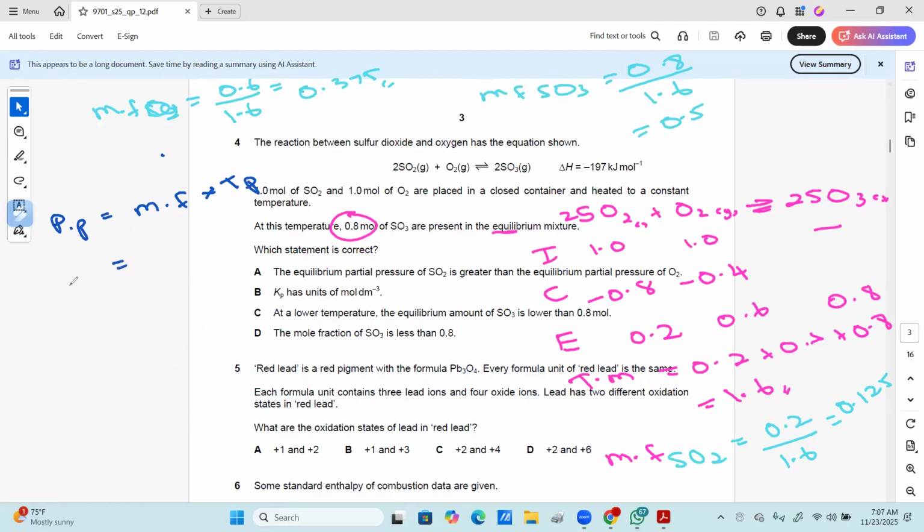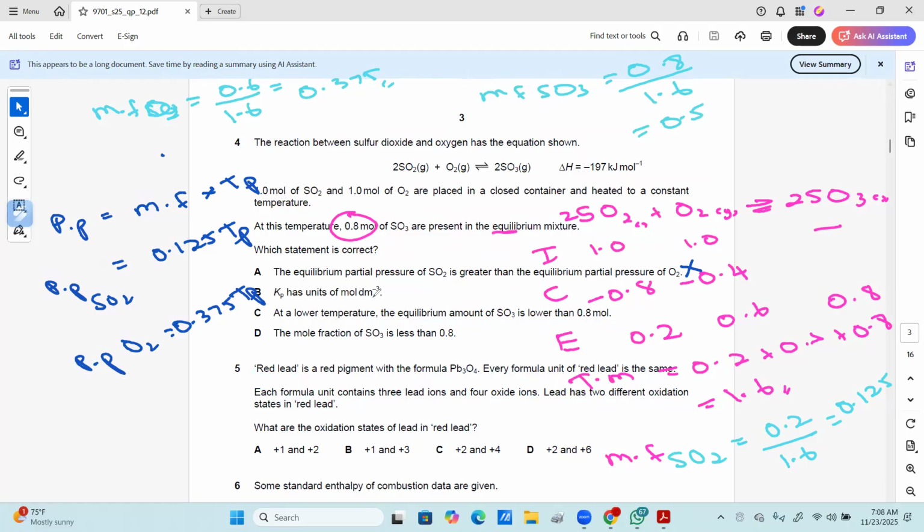As the total pressure is not given, I can find the partial pressure of SO2 as 0.125 P and the partial pressure of oxygen as 0.375 P. So if you compare these two, we can see oxygen only is greater than SO2. Therefore, the first one is wrong.